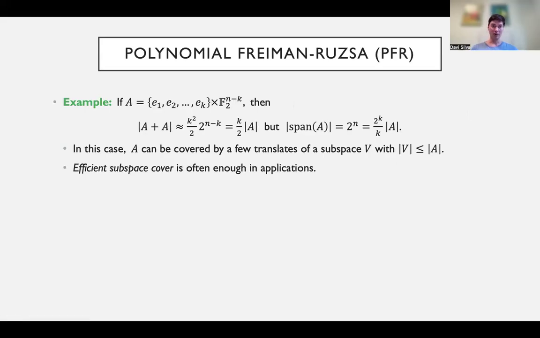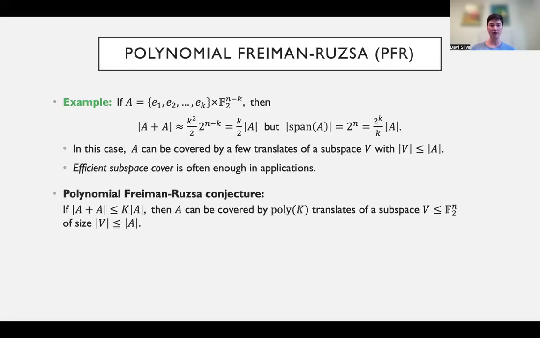And it has been noted that an efficient subspace cover in this sense is often enough in applications. You don't really need the set to be completely contained inside a single subspace, but only to have a few translates of the subspace that cover the set A. And then if you are very optimistic, you can make the following conjecture, which is called the polynomial Freiman-Ruzsa or PFR conjecture. It says that if A has doubling constant K, then A can be covered by poly(K), some polynomial dependence on K, translates of a subspace V of size at most the size of the original set A.